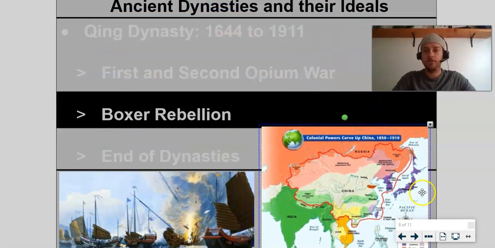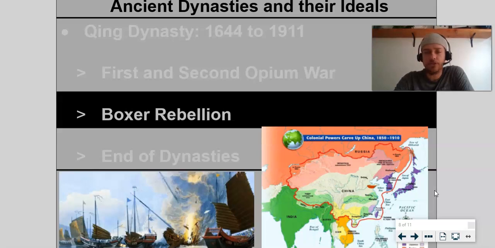bringing armies, setting up factories, setting up their own legal systems, setting up their own police. So the Qing dynasty was unable to check the power of Europeans and to end the foreign influence that these Europeans had. So the Boxers rose up, and they were pretty successful in the early days. They had some victories. They were able to start pushing Europeans around a little bit.